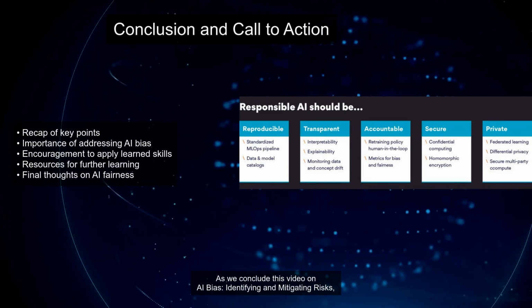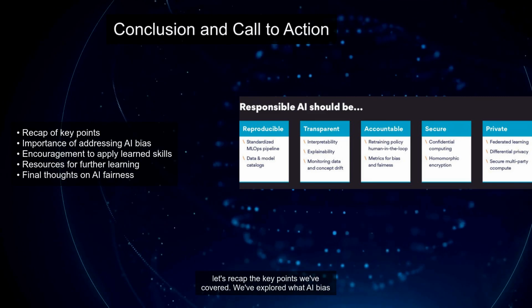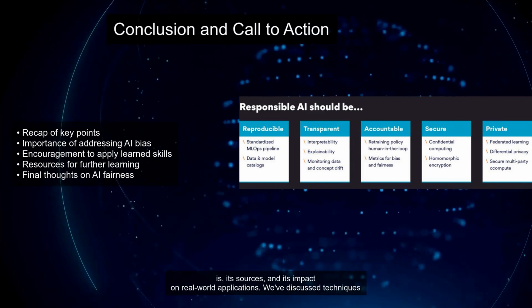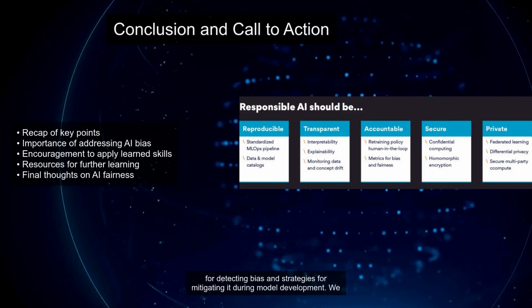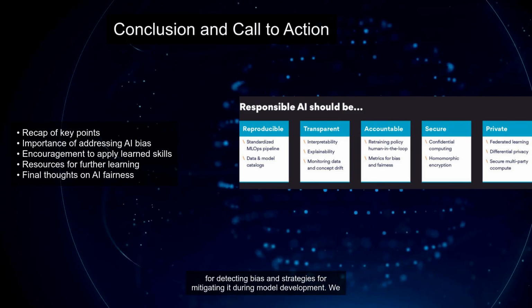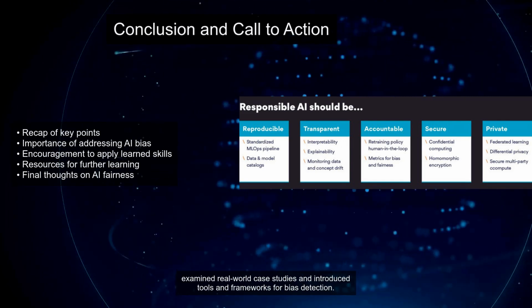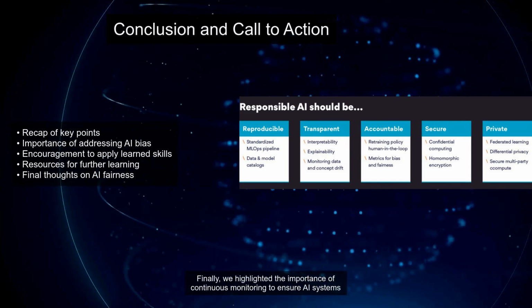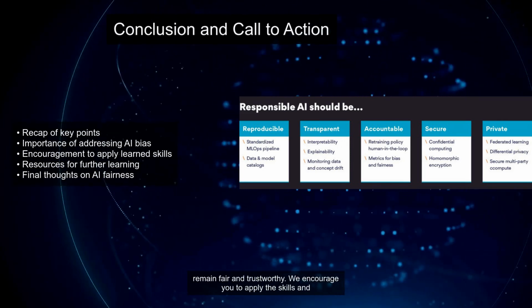As we conclude this video on AI bias, identifying and mitigating risks, let's recap the key points we've covered. We've explored what AI bias is, its sources, and its impact on real-world applications. We've discussed techniques for detecting bias and strategies for mitigating it during model development. We examined real-world case studies and introduced tools and frameworks for bias detection. Finally, we highlighted the importance of continuous monitoring to ensure AI systems remain fair and trustworthy.